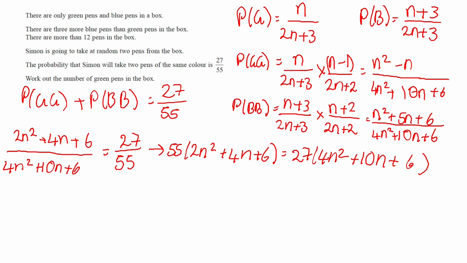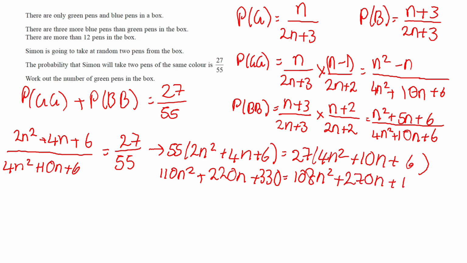Then we're going to start to expand this out, or you might simplify at this point. If we expand this out, we've got 110n squared plus 220n plus 330 is equal to 108n squared plus 270n plus 162. Now we're going to rearrange this so it's equal to 0.